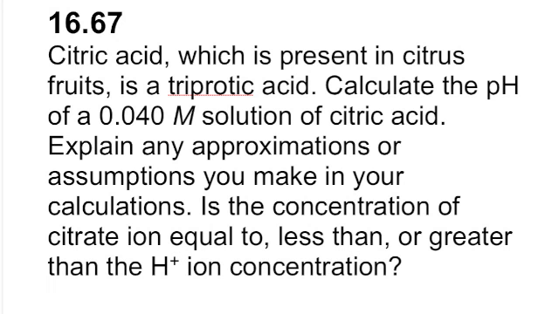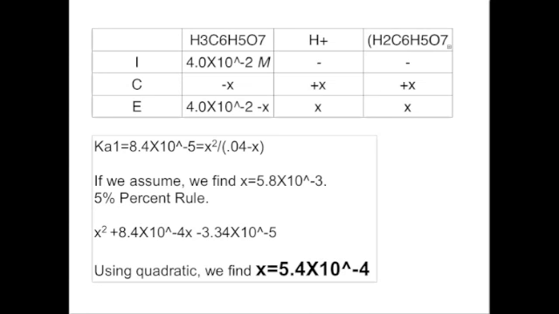Alright, so the citric acid will dissolve in a reversible reaction into H plus and H2C6H5O7 negative ions. Now, since this is a reversible reaction, they will achieve a state of equilibrium at some point. Now we're going to use our ICE chart to find out exactly how that will work. Initially, the citric acid is at 4.0 times 10 to the negative second molarity. And then it loses an unknown amount, and then the H plus and H2C6H5O7 gain an unknown amount, this being the same unknown amount. We'll call it X.